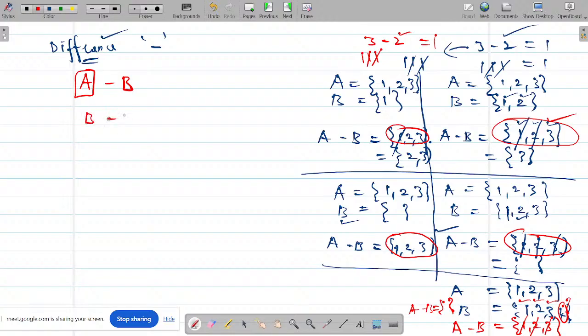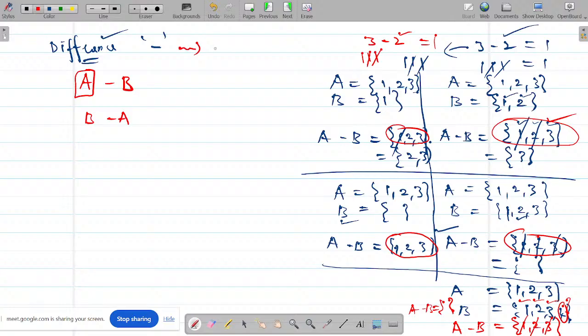When I say B minus A, what happens? B should be present. All the elements should be present, or no? If that's present in A, you should not have it in B minus A. Okay, so the difference is A minus B.